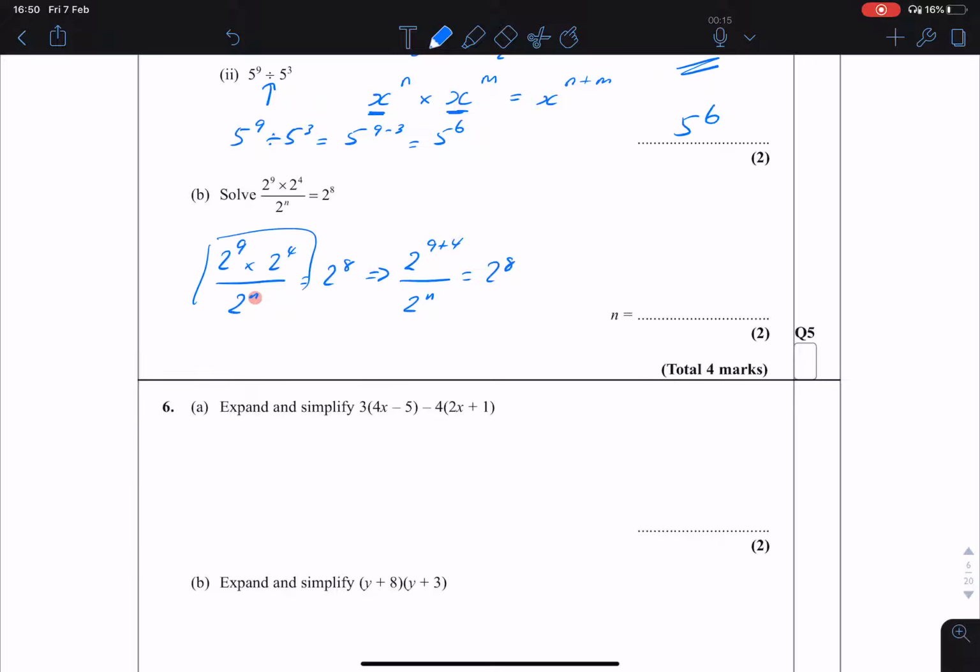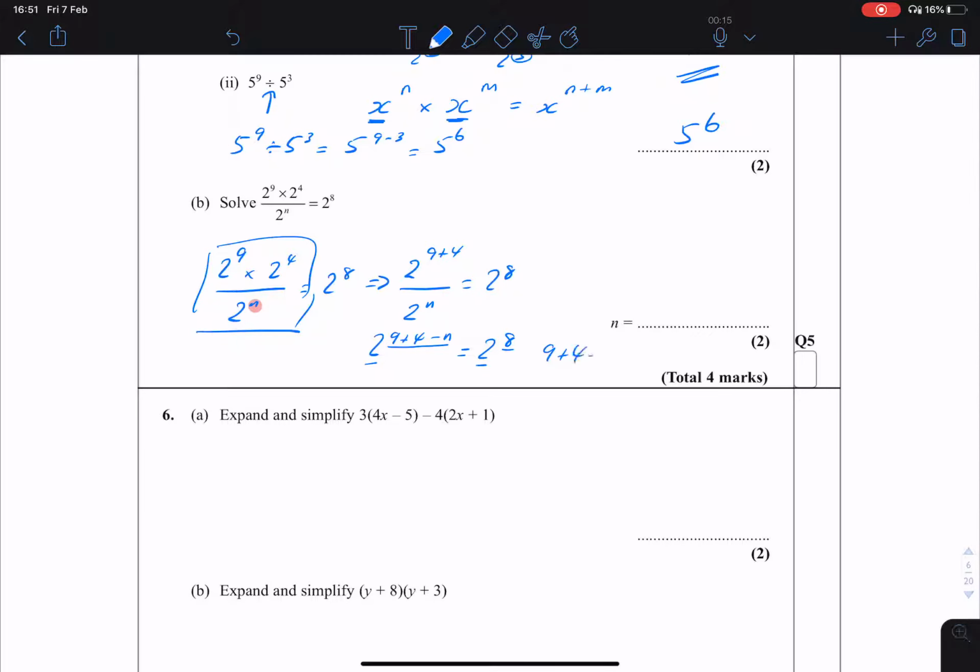We know that just then I said about dividing and you take it away. Well, this fraction right here is essentially exactly the same as dividing. So that's going to be 2 to the 9 plus 4 minus n equals 2 to the 8. Now you can see that they've both got the same base, and then all we need to do is just find that index. So we know that 9 plus 4 minus n equals 8. So 13 minus n equals 8. So n must equal 5.